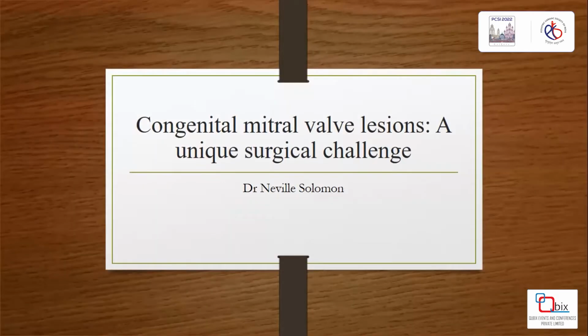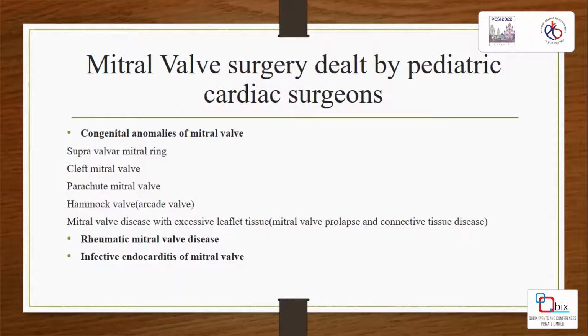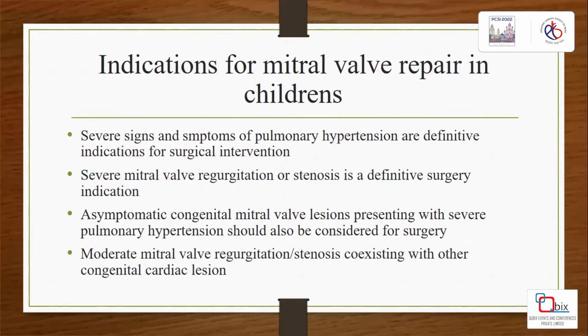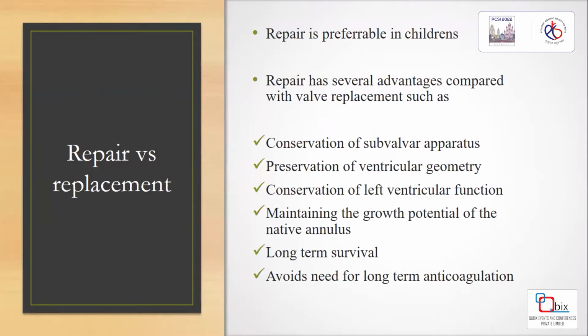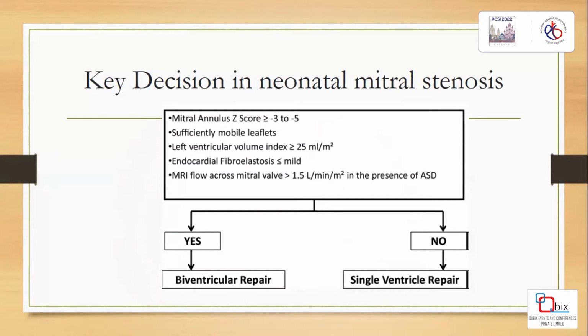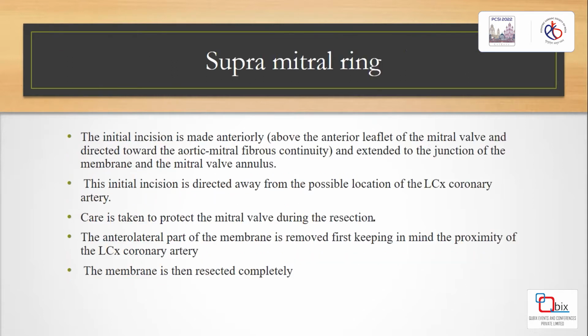In the pediatric population, mitral valve disease with excessive valve must be individually tailored for patients to achieve a proper valve, to be considered for surgery. A biventricular repair. Otherwise, they go down the single ventricle route. Secondary muscle attachments are divided to improve mobility. We see this in the congenital variants of mitral stenosis.